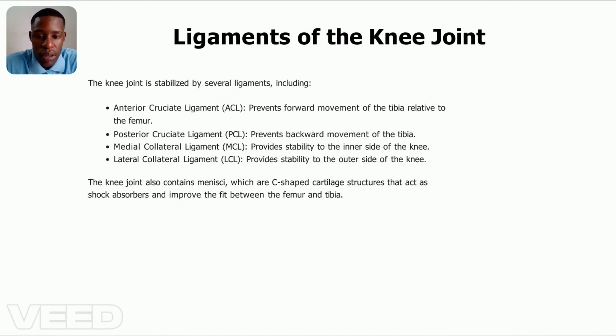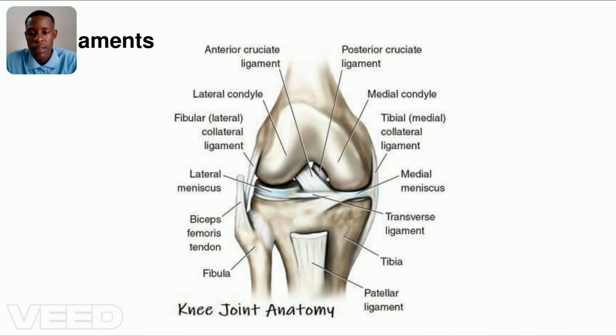So the knee joint also contains the meniscus, which are C-shaped cartilage structures that act as shock absorbers and improve the fit between the femur and the tibia. So this video right here shows the ligaments that are at the knee joint. As I said, the anterior and posterior cruciate ligaments are lined as a cross like this. These are found right between the knees, the anterior in front and the posterior behind.